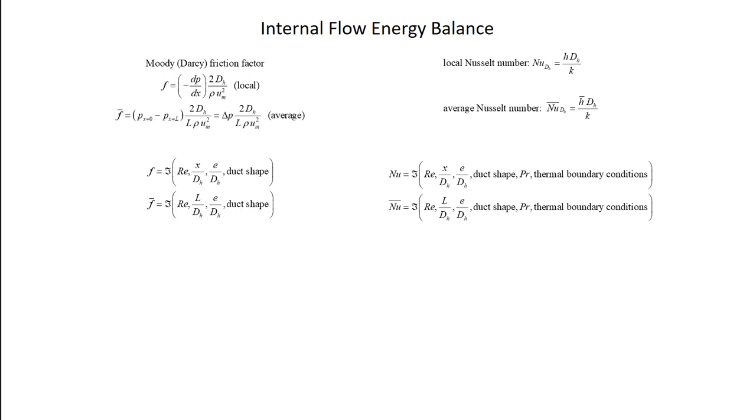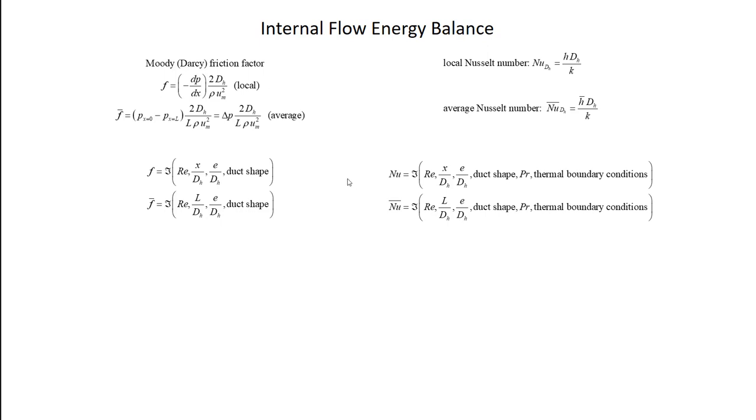For an internal flow, the correlations that we care about are going to be the friction factor, and we're using the Moody or the Darcy friction factor, and the Nusselt number. And again, depending on what kind of information we're after, we might either want the local friction factor or the average friction factor. So this would be pressure gradient, this would be total pressure change, and the same thing here, the local heat transfer coefficient you get with the local Nusselt number, or the average heat transfer coefficient with the average Nusselt number. So we have kind of those in our pocket now. We know where to go get them.